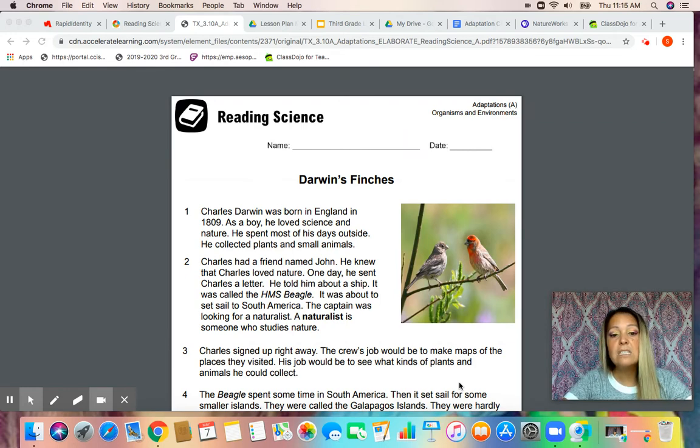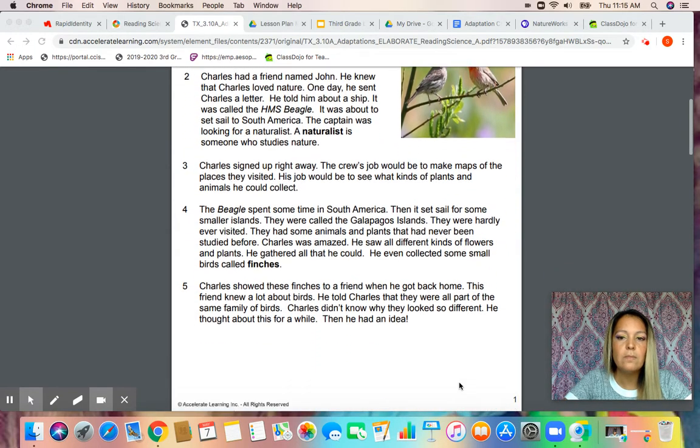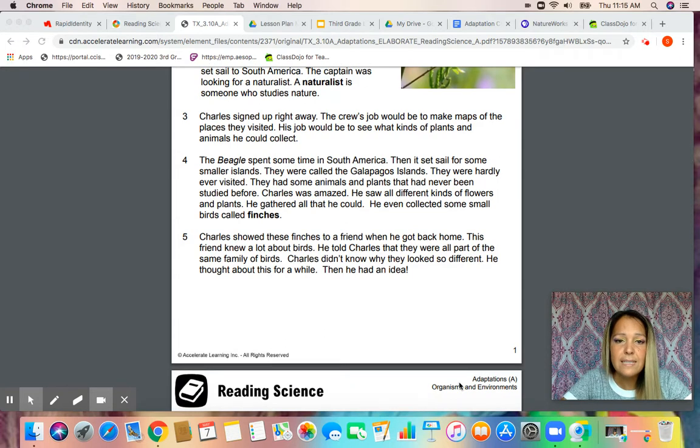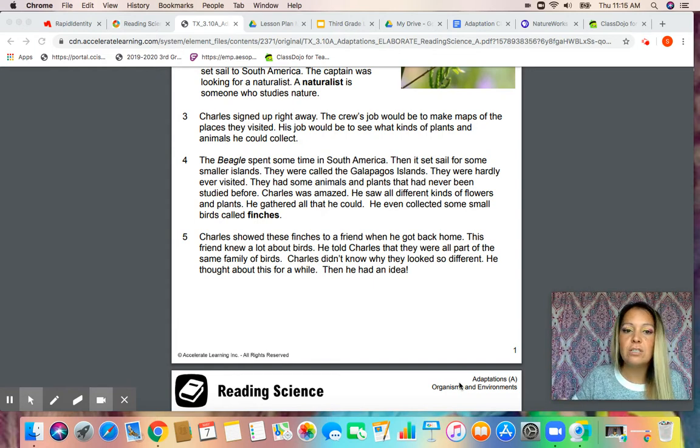The Beagle spent some time in South America. Then it set sail for some smaller islands. They were called the Galapagos Islands. They were hardly ever visited. They had some animals and plants that had never been studied before. Charles was amazed. He saw all different kinds of flowers and plants. He gathered all that he could. He even collected some small birds called finches.